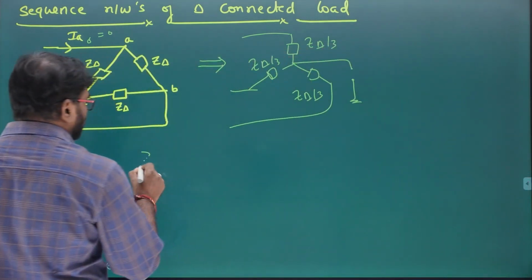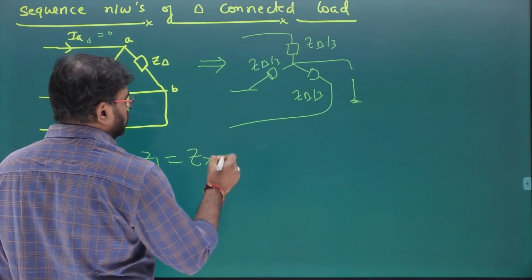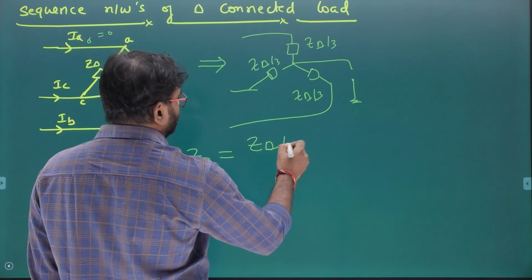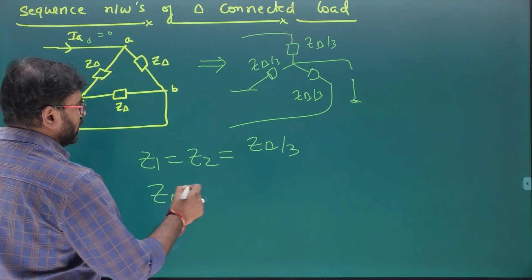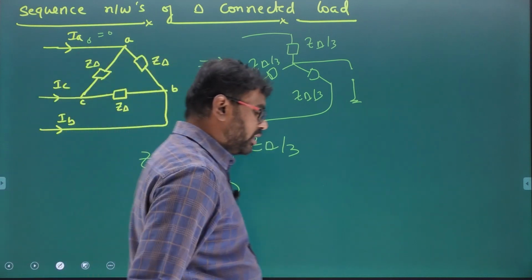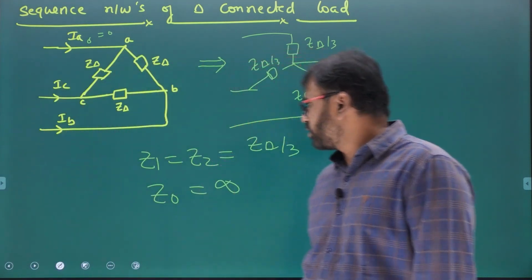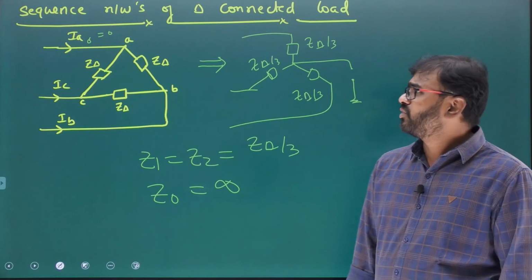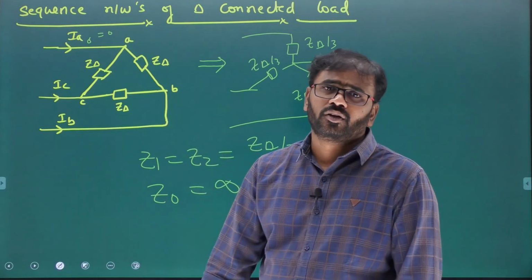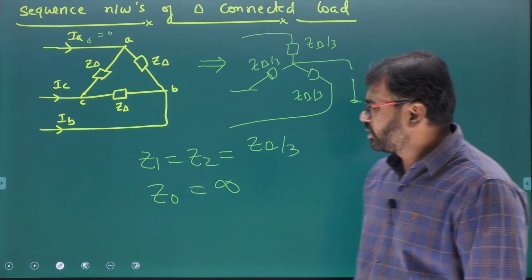So what is Z1 now? Same, Z2 equal to Z delta by 3. But what about Z0? Infinity for delta connection. The zero sequence impedance is always infinity for what? Delta connection. Okay, that you need to be very careful.